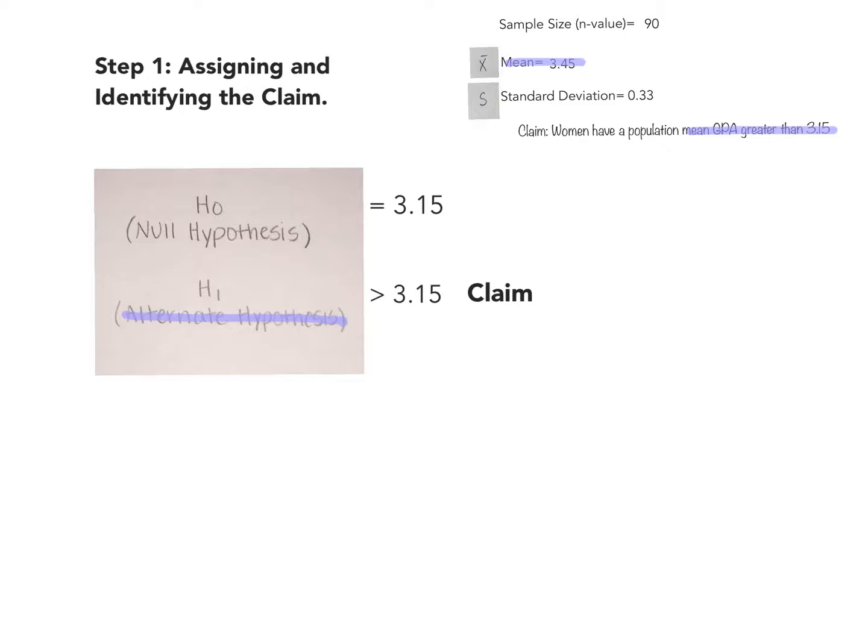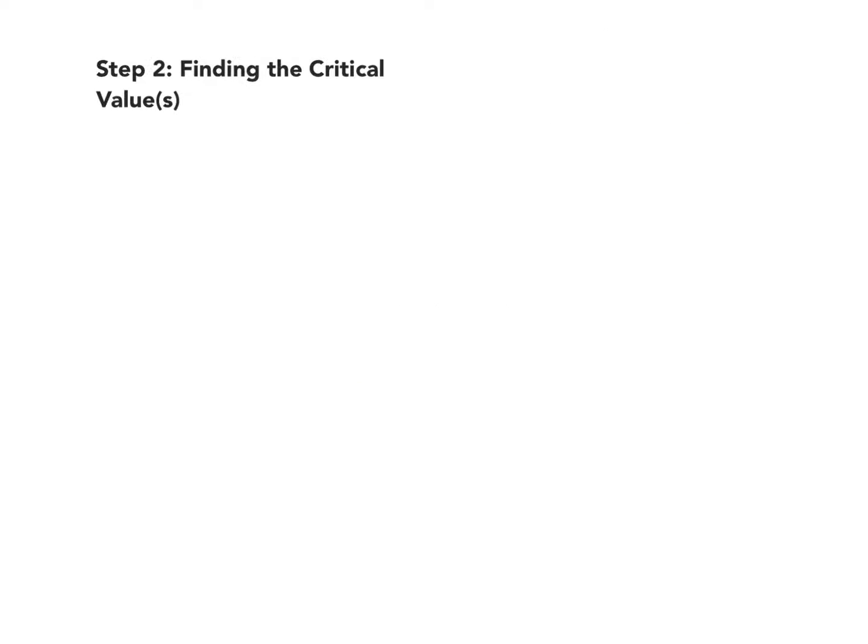Now that we know what our claim is, we can move along to step 2, which is finding the critical values. In step 2, we will be dealing with finding the critical value, or values. Because our alternate hypothesis was a greater than symbol, we know that our graph will be right-tailed. Had it been a less than symbol, we would have been dealing with a left-tailed graph. And if the null hypothesis had been our claim, this would have led us to a two-tailed graph.